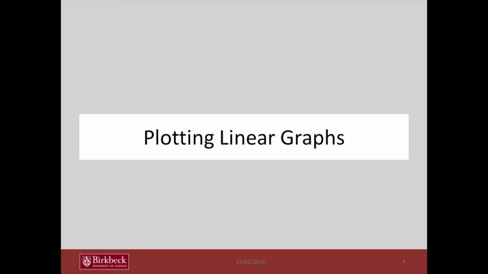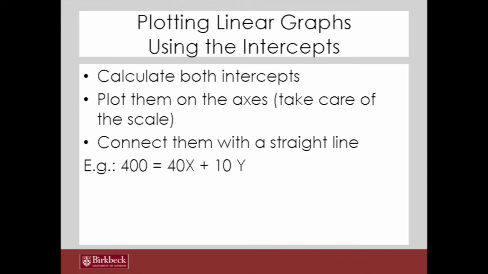Now let's look at a practical example. So how can we plot a linear graph using the intercepts? Well, you just need to calculate both of the intercepts, then plot them on the axis, and then just connect them with a straight line.